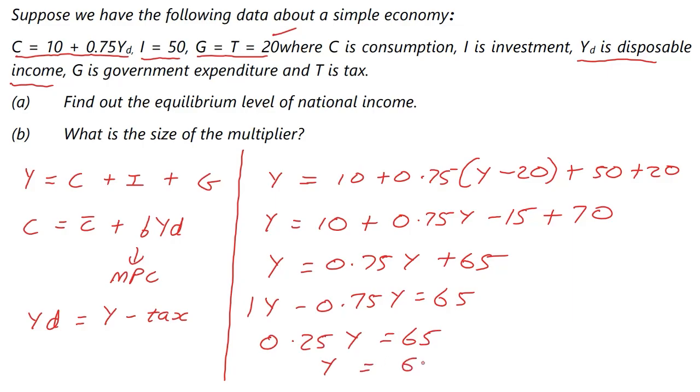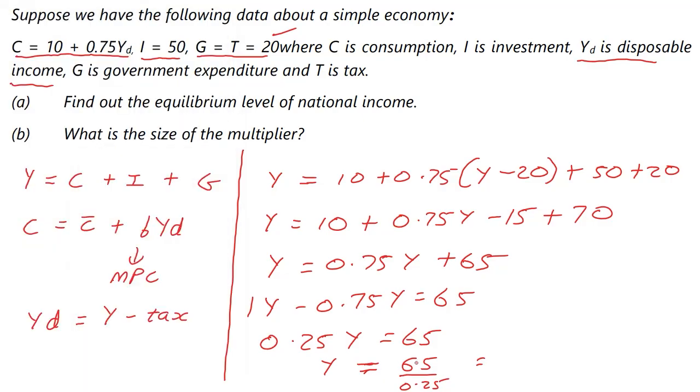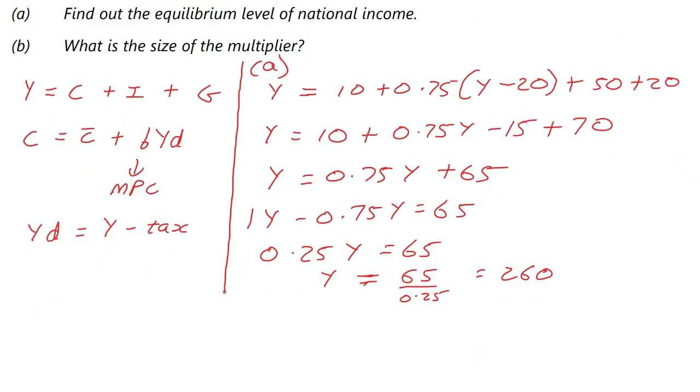Therefore, Y is equal to 65 upon 0.25, and on the calculator, 65 upon 0.25 is equal to 260. All right, so this is my answer, 260. This is my answer for part A. If you want, you can write this as A. Therefore, equilibrium level of income is equal to 260. You will have multiple choice questions, so it's good enough. You can write it as a sentence for practice if you want.